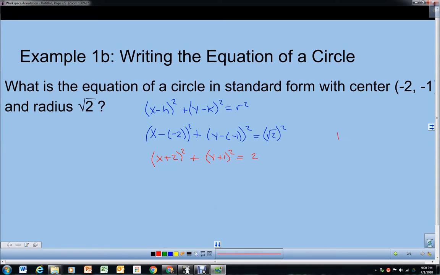Now if you wanted to double check that, you could do the square root of 2 times the square root of 2. That gives us the square root of 4, and as we know, the square root of 4 is 2. So this is what you should have gotten.